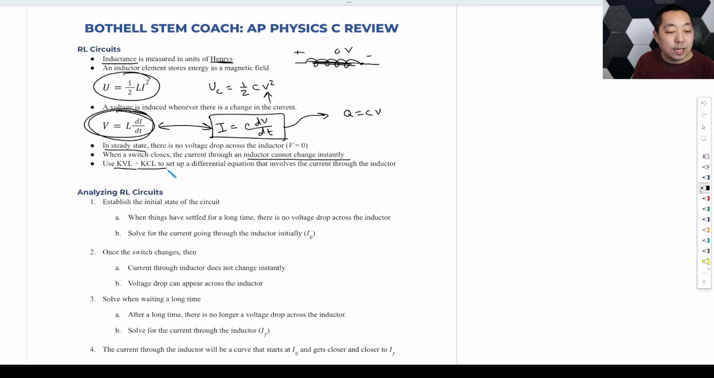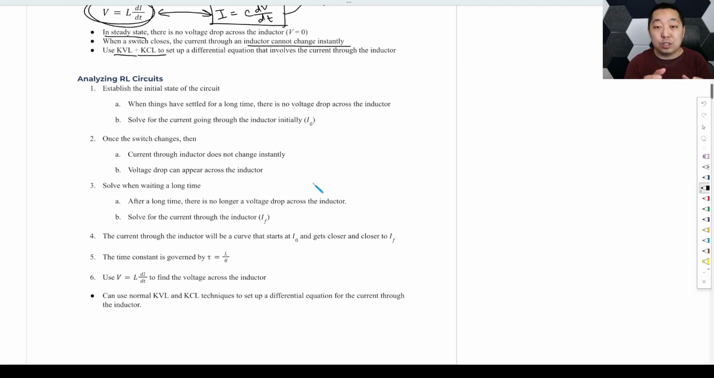We may use KVL and KCL to set up a differential equation that involves a current through an inductor. So when we analyze RL circuits, it's a very similar process to our RC circuits. You want to establish the initial state of the circuit. When it's been a long time, there's no voltage across the inductor, and you want to solve for the current initially through the inductor. Once the switch changes, the current cannot change instantly. So we're still at I0 right at that moment. And a voltage drop can appear across the inductor because now the current can be changing and there can be an induced EMF at that point. When you're waiting a long time, there's no longer a voltage drop across the inductor, right?